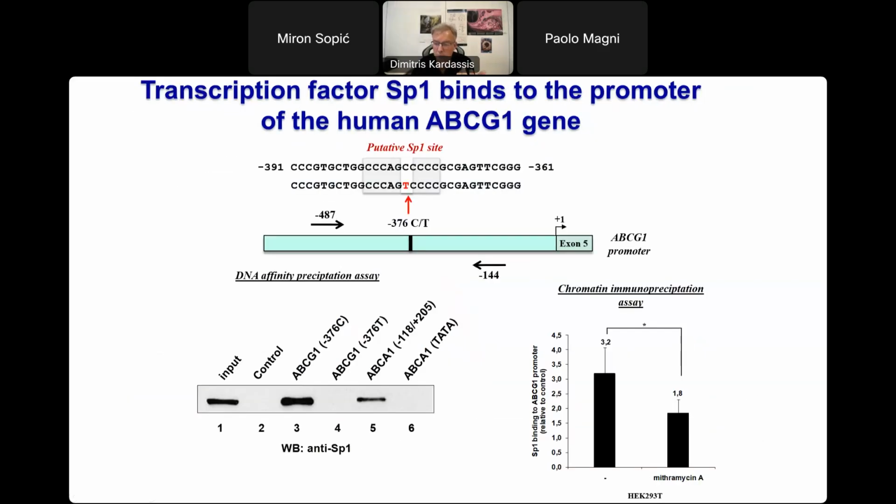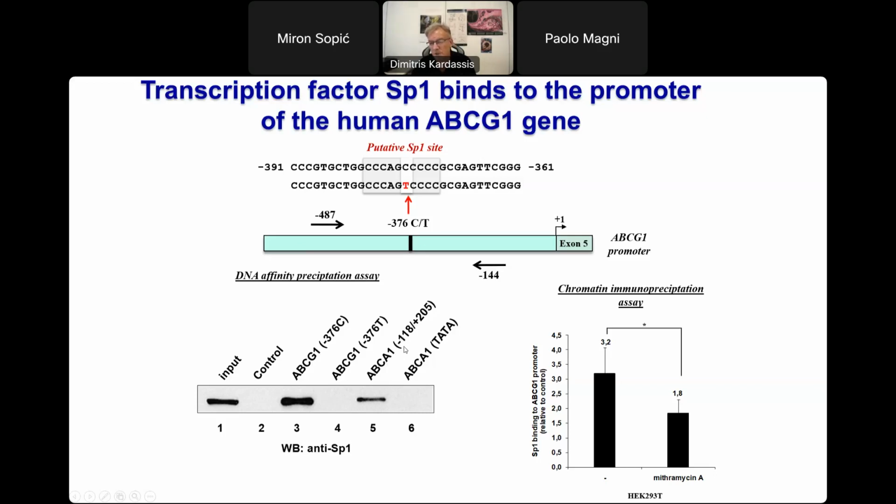Now, of course, we want to prove that SP1 indeed binds to this region. We use the DNA affinity precipitation that I already described. We amplified this region with biotinylated primers and incubated with nuclear extracts from cells, and we found that SP1 binds very nicely to the -376 allele, but does not bind to the -376T allele. You see that the band here in the Western blot is absent. The Western blot was probed with an antibody for SP1.